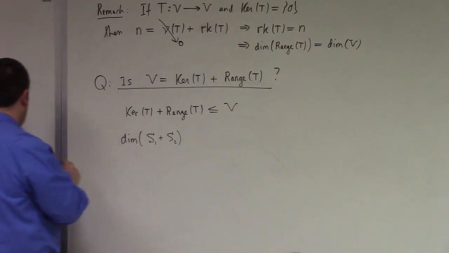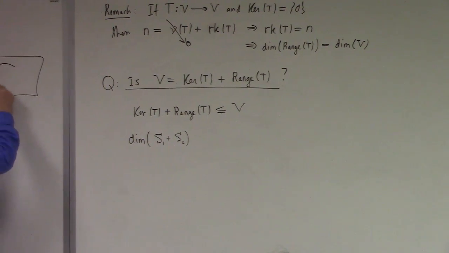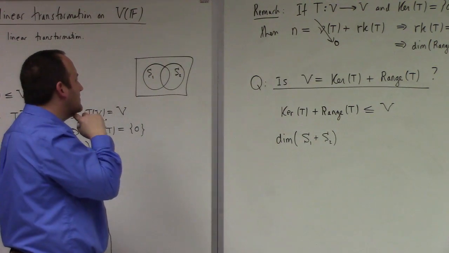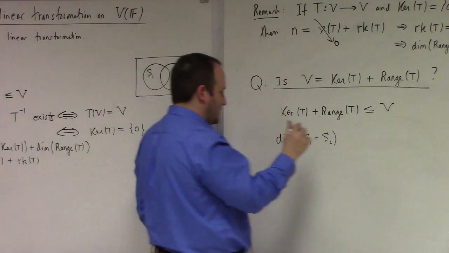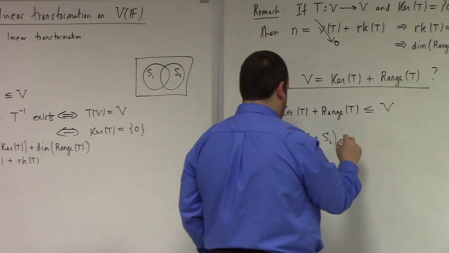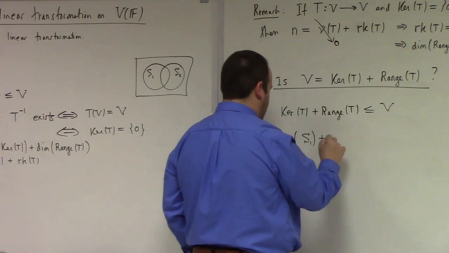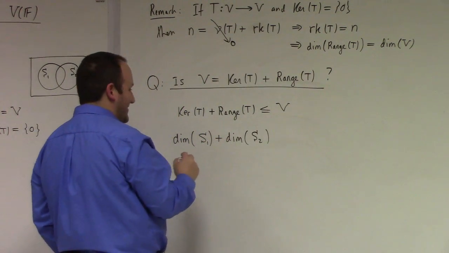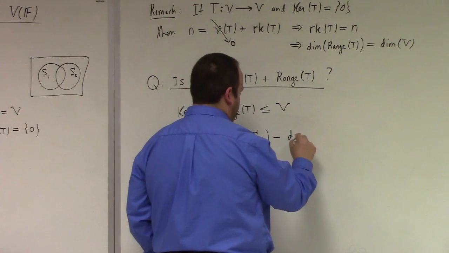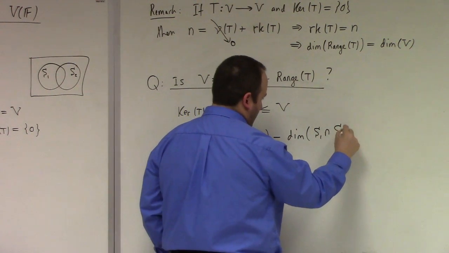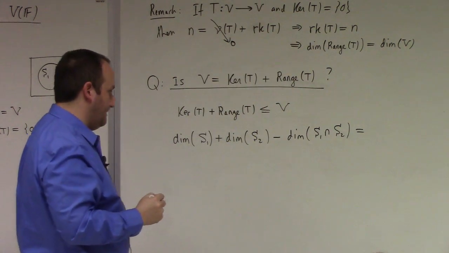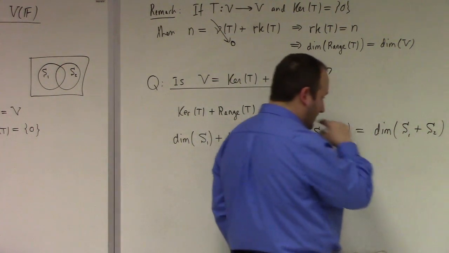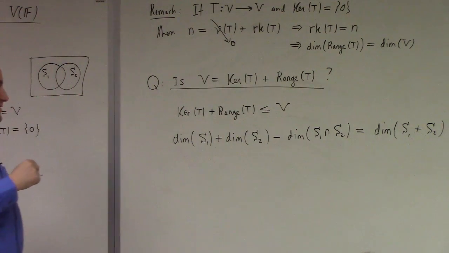Let me draw a picture. S1, S2. So the whole thing would be S1 plus S2. And so that minus, how'd it go? I'm sorry, the dimension of S1 plus the dimension of S2, minus the dimension of the intersection, is equal to what? I'm pretty sure it's rewritten with the intersection on the other side, but that's a way we could express it.